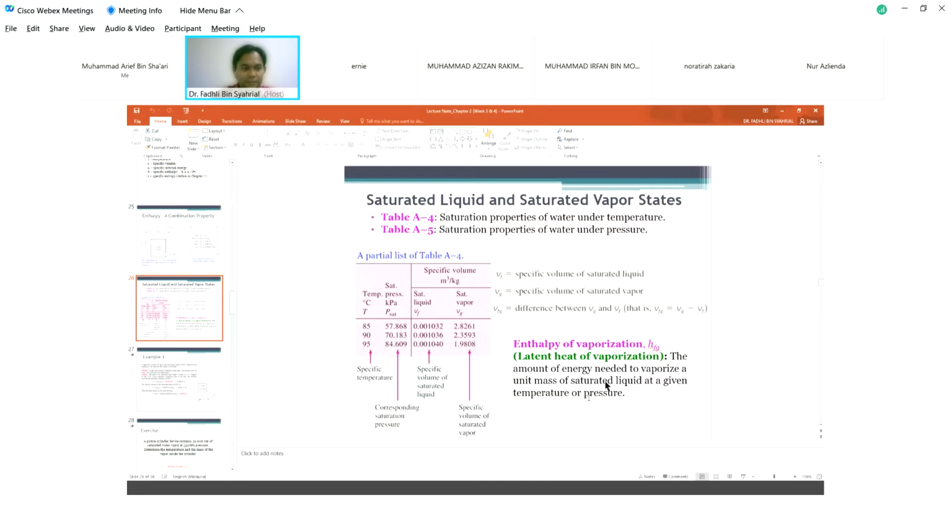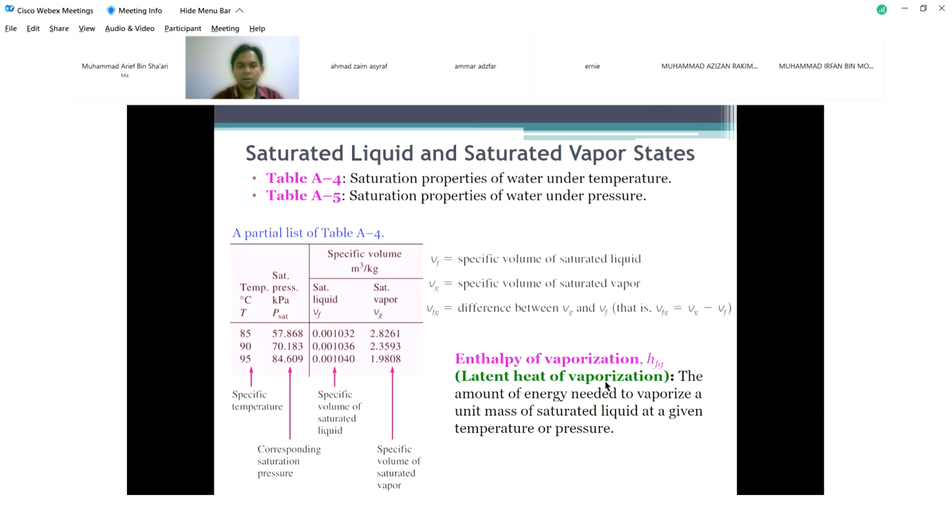Kita ulang kaji sedikit apa yang telah kita bincangkan di hujung sesi minggu lepas, hari Jumaat minggu lepas. Di hujung kita bincang tentang saturated liquid and saturated vapor states. Okay, saya harap kamu masih ingat.